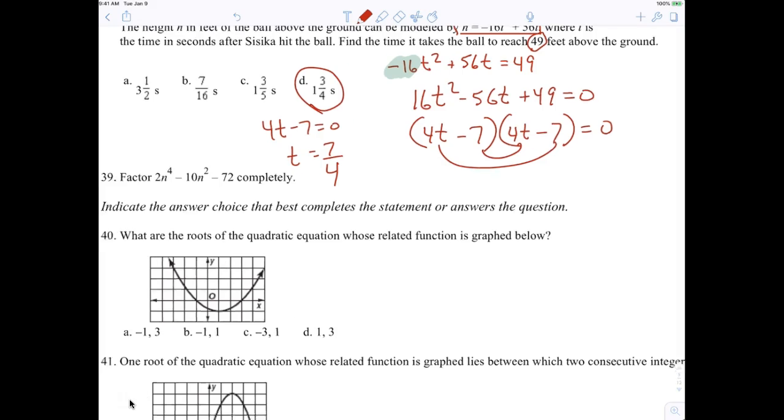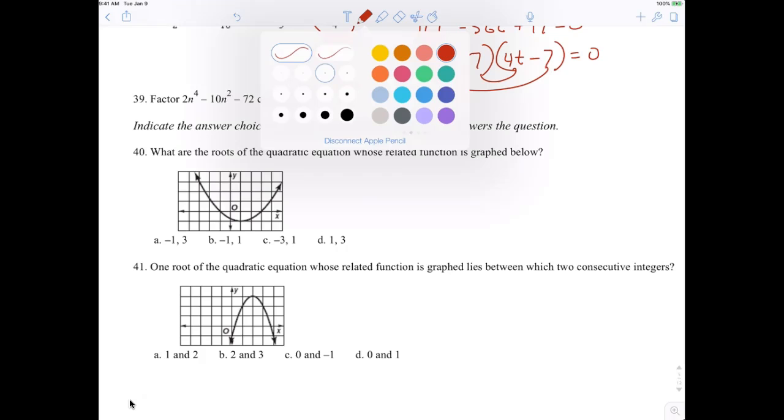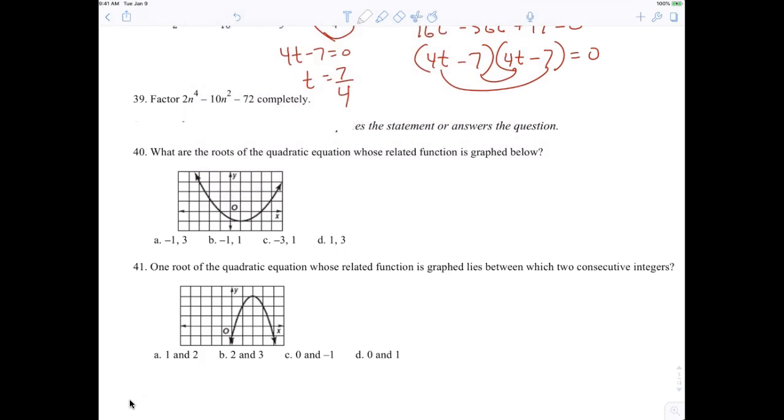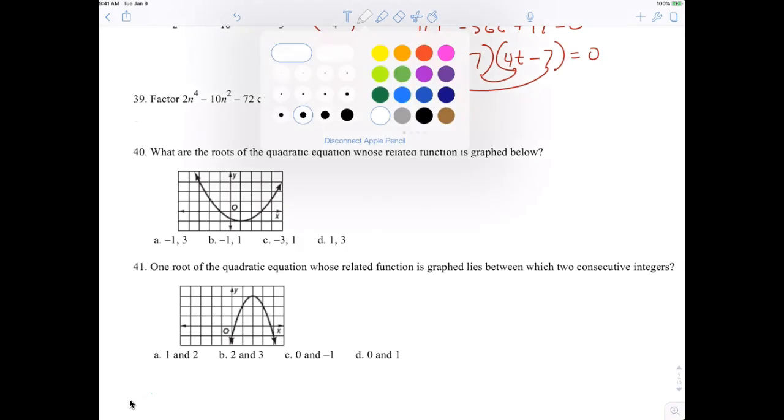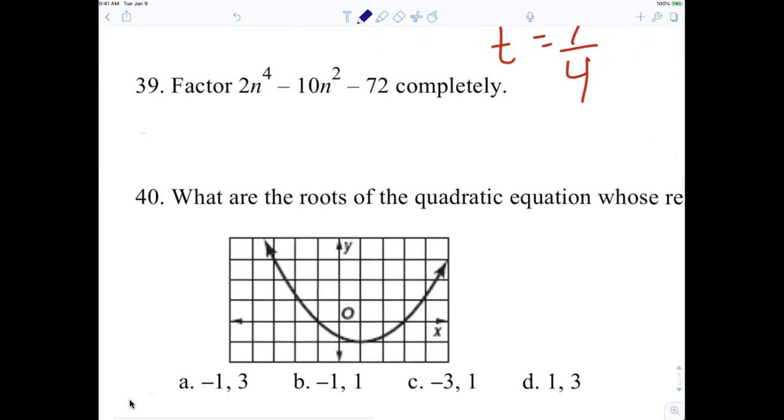All right. Now, factoring completely. Remember, when you factor completely, that just means that generally there is a GCF. So in this case, what is the GCF? 2. So here we go. 2 parentheses n to the 4th minus 5n squared minus 36. Do you have any questions with that?